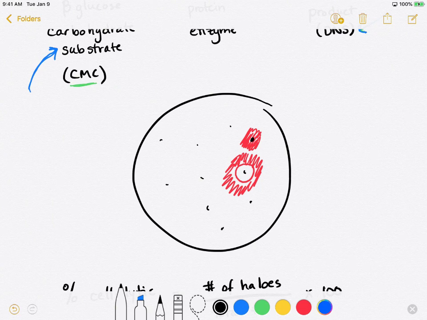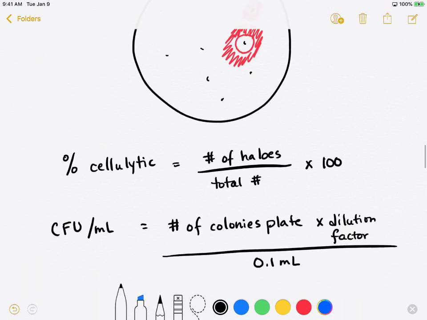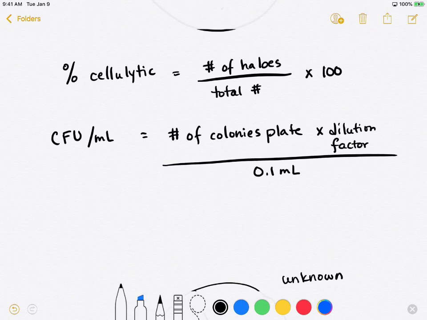After looking at these plates, what we wanted to do was then calculate two different values. You should be familiar with both of these equations and able to use them. You need to be able to calculate the percent of cellulitic bacteria on a given plate. You should also be able to calculate the CFUs per ml.